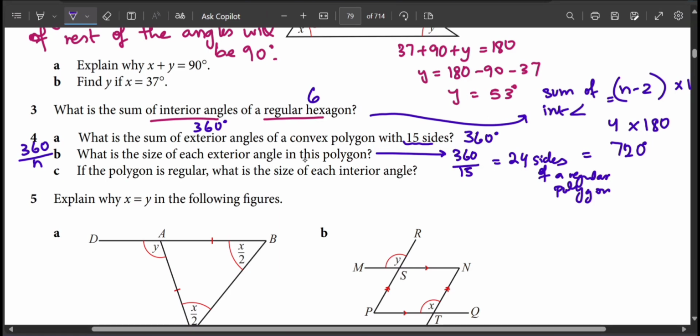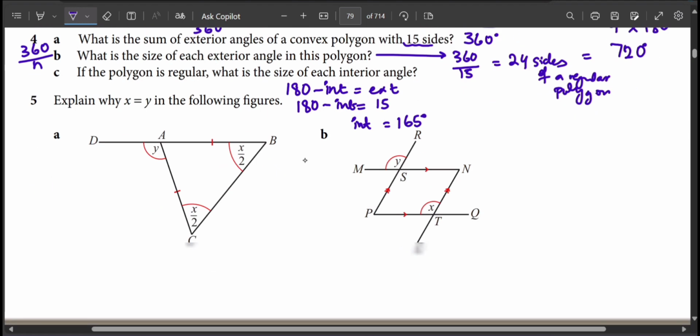If the polygon is regular, what is the size of each interior angle? Now we have to find each interior angle. We saw that 180 minus the interior angle is the exterior angle. So we know the exterior angle is 15 degrees, so we will subtract it from 180, and we will get 180 minus 15, that is going to be 165 degrees. So this is going to be our interior angle. Question number 5, explain why x is equal to y in the following figures.